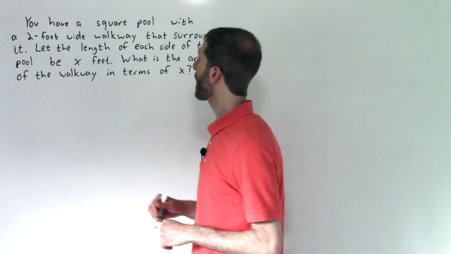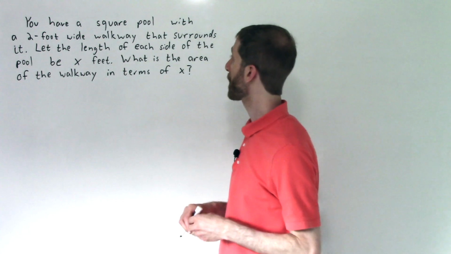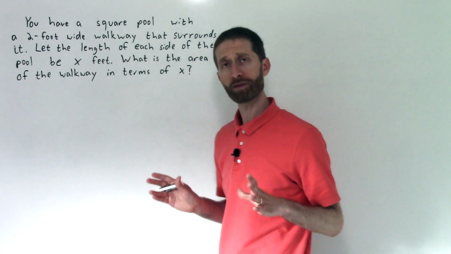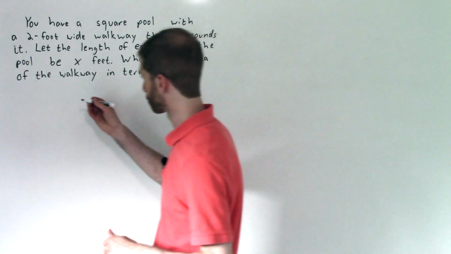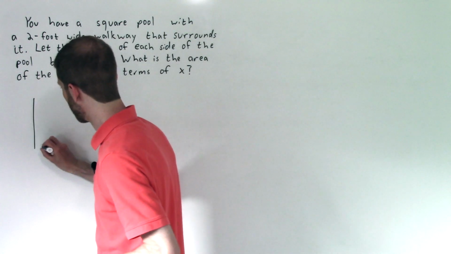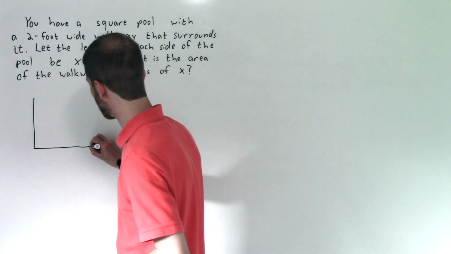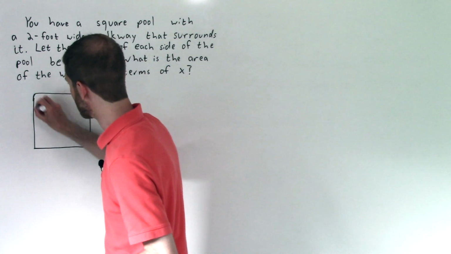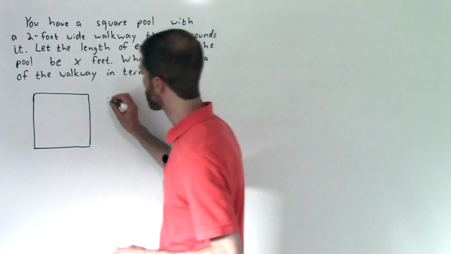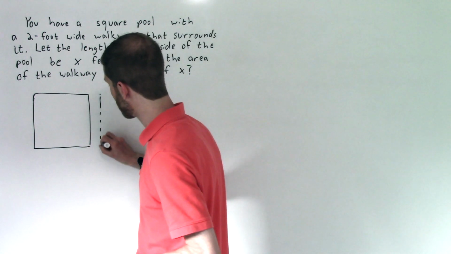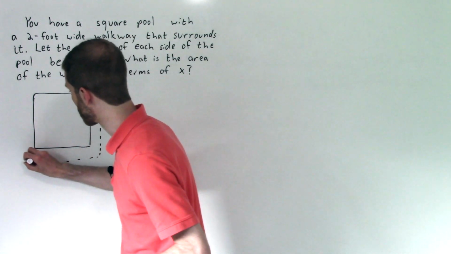So this says you have a square pool with a 2-foot wide walkway that surrounds it. Now before we even continue reading, that begs for us to draw a picture. So we're going to have a square, and that square is going to be our pool. So here's our square. Hopefully it's a decent looking square. And around that square is a 2-foot wide walkway. I'm going to do that with just dotted lines to represent the walkway.